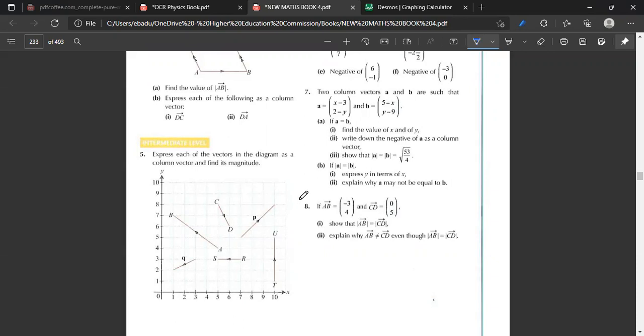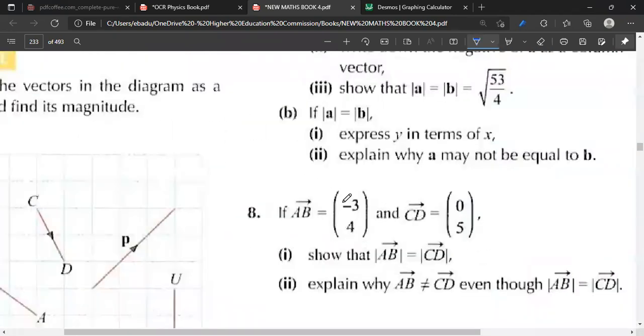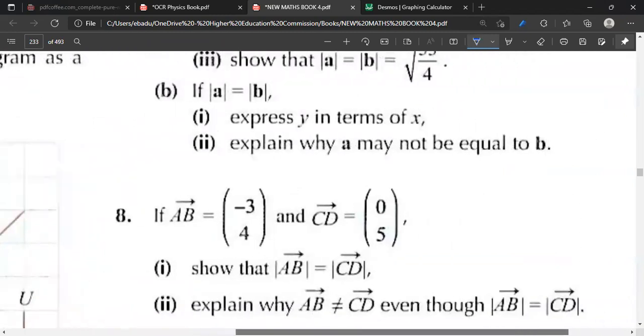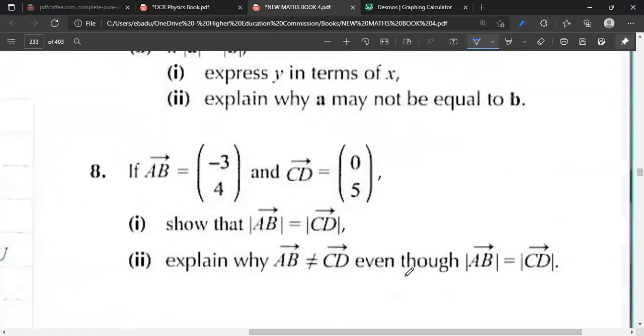Okay. Can you do question number 8? Just do question number 8 and send me the solution.